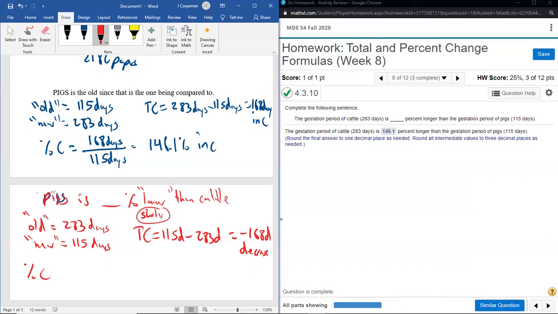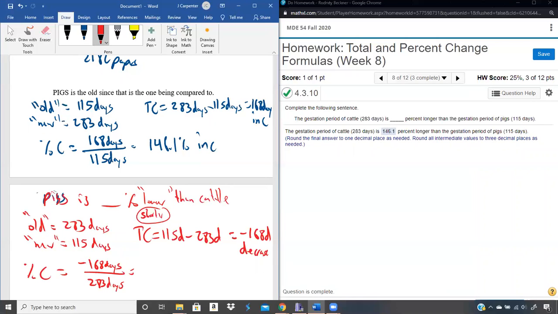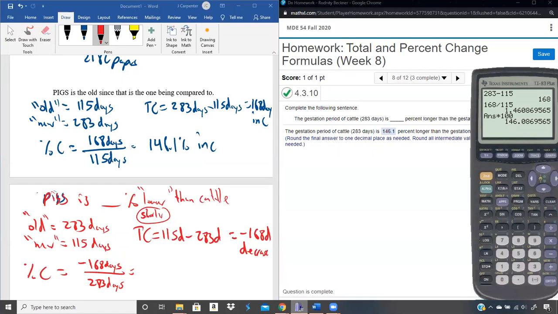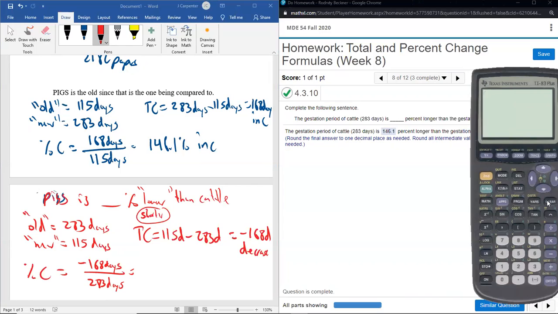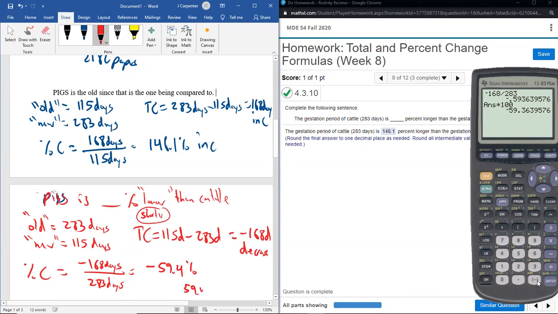As a percent change, that would be the total change of negative 168 days divided by the original, which we are now calling the 283. And when we do that division, negative 168 divided by 283, we get negative 0.59, blah, blah, blah. We multiply that by 100 to convert it to a percent. And rounded to the nearest tenth, that would be negative 59.4%. So that's a 59.4% decrease in the length of gestation period when you consider the cattle the baseline.